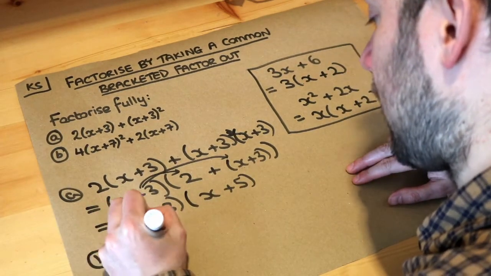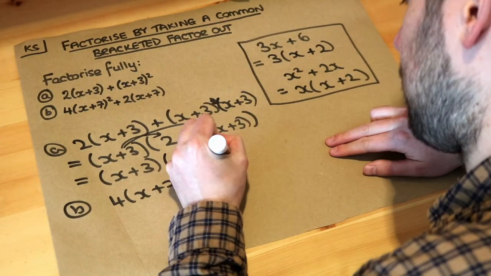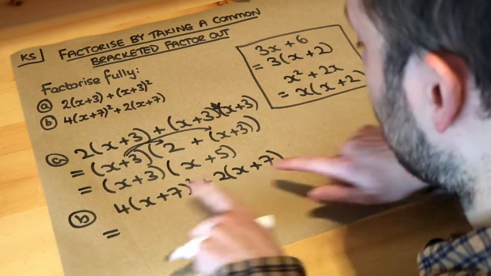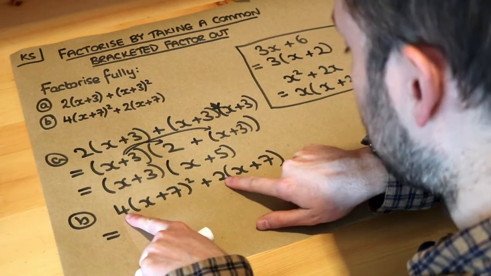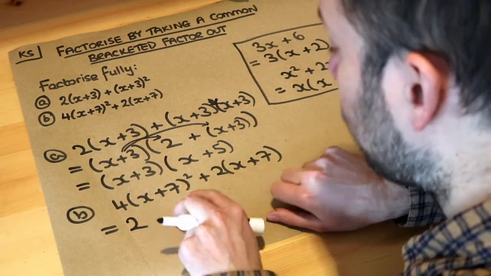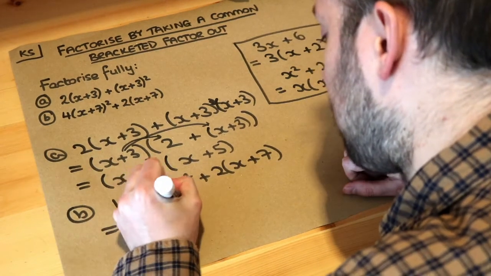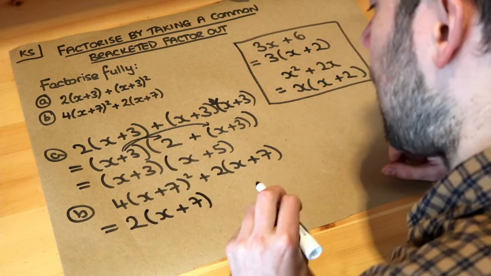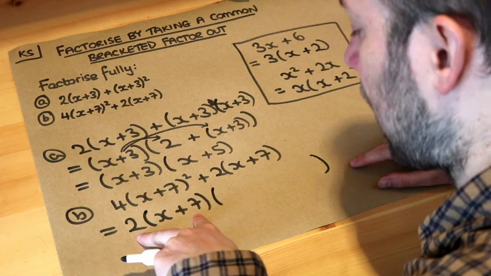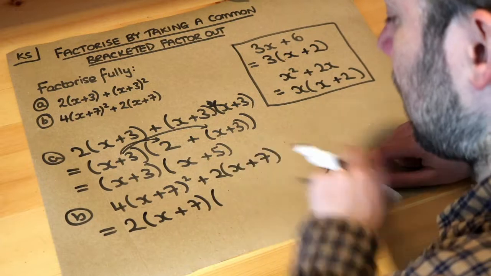So we've got 4 brackets x plus 7 squared plus 2 brackets x plus 7. Now we consider, what do these have in common? Well, we always look at the numbers in the front first. The 4 and the 2 both have a common factor of 2, so we're going to take the 2 out as a factor. And they also both have a bracket of x plus 7 common, so they have a factor of x plus 7 as that whole bracket. And then we open a new bracket.